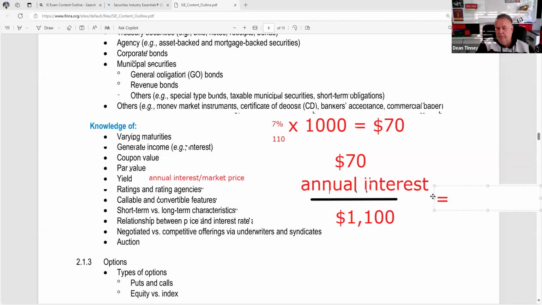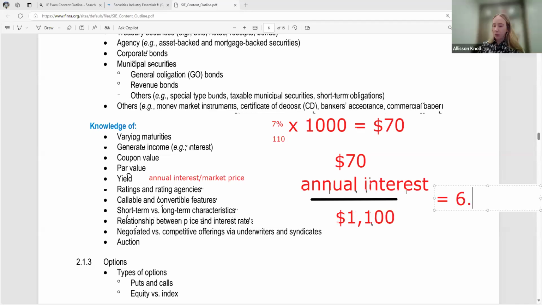And I get a test question on current yield. They say your client purchases a 7% bond in the secondary market at 110. What is the current yield? You'd say 70 divided by 1,100. You'd get your calculator. I get 6.36. Yeah, me too. Rounding wouldn't make a difference here. So if they offer me 6.4, I would take it.